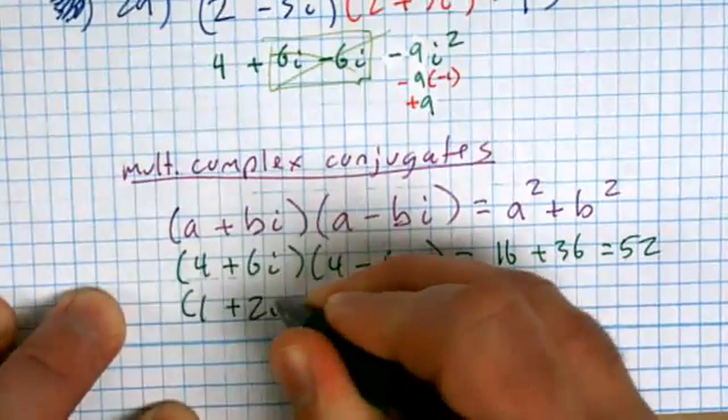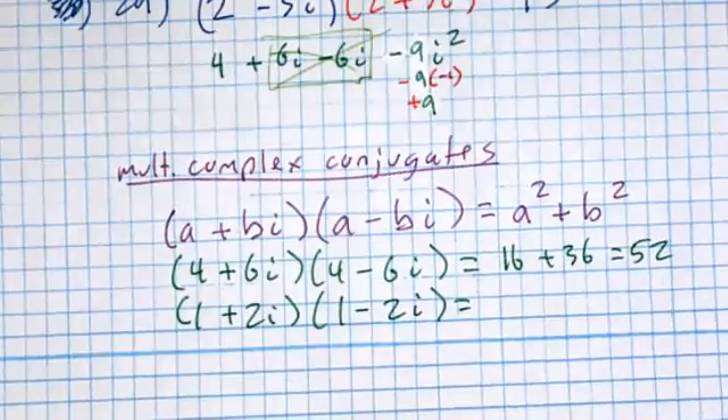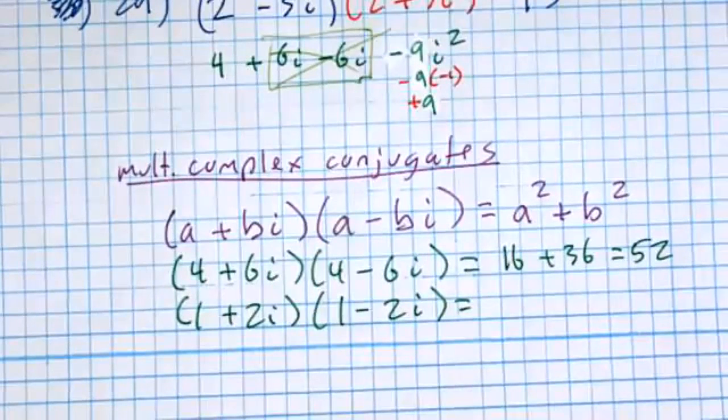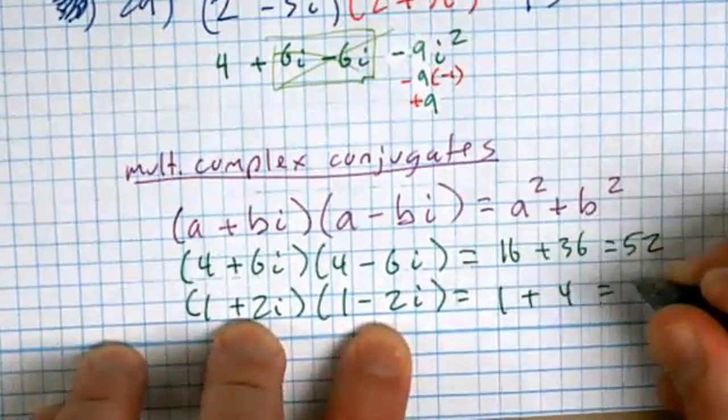Do 1 plus 2i times 1 minus 2i for me. Show me how this works. One plus 2i times 1 minus 2i. Can you do it in your head even? Square the 1, square the 2, and add them together. What are you going to get? 5. Yeah. 1 squared is 1, 2 squared is 4, 1 plus 4 is 5.